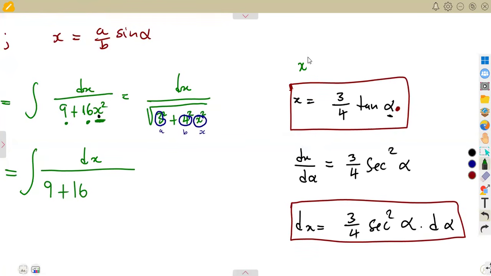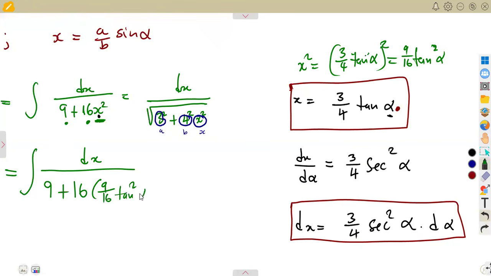Right? This is x, so x is squared. We square this: 3 over 4 tan alpha squared. So that means 3 over 4 squared, that is going to be 9 over 16 tan alpha squared. The tan is affected by the square. So in this case, our x squared is the same as what we are given. This is 9 over 16 tan alpha squared, or tan squared alpha.